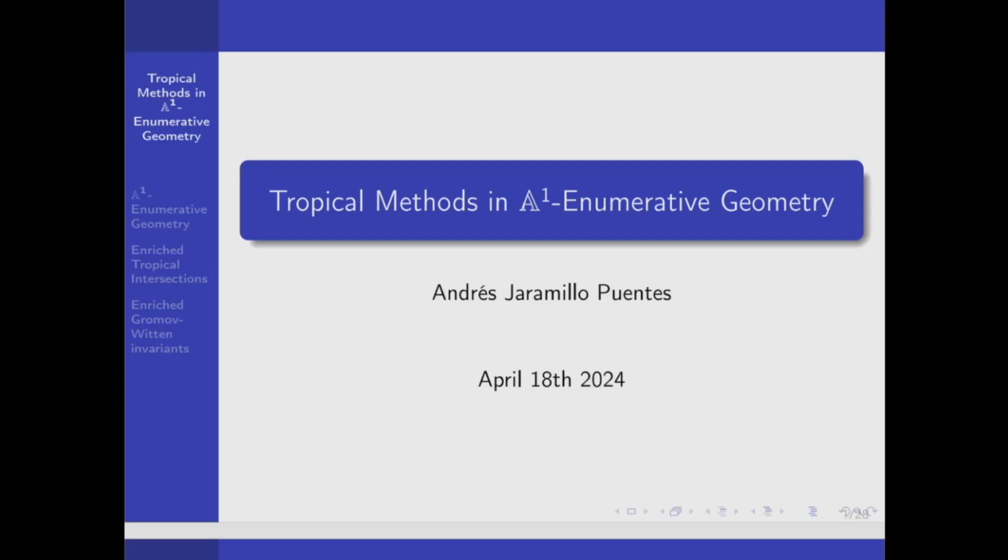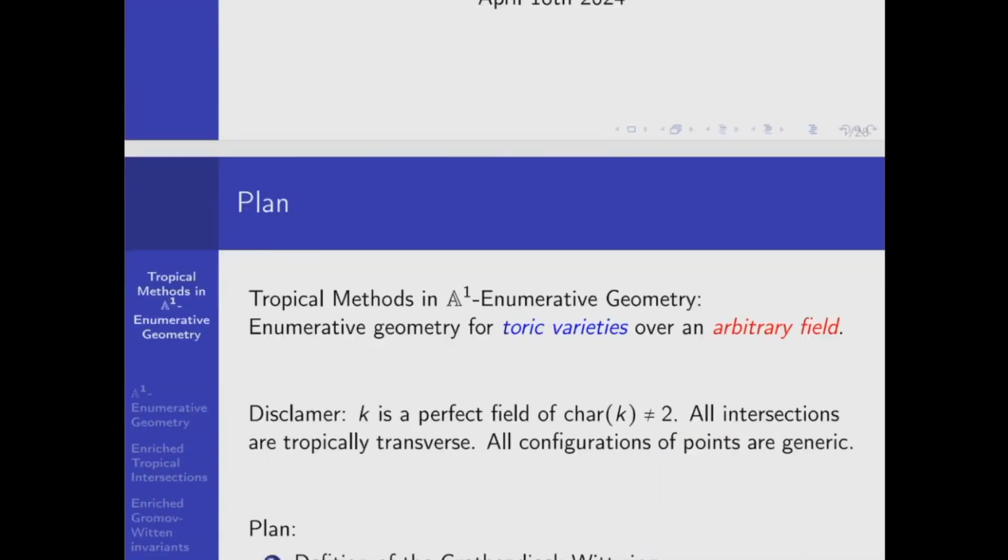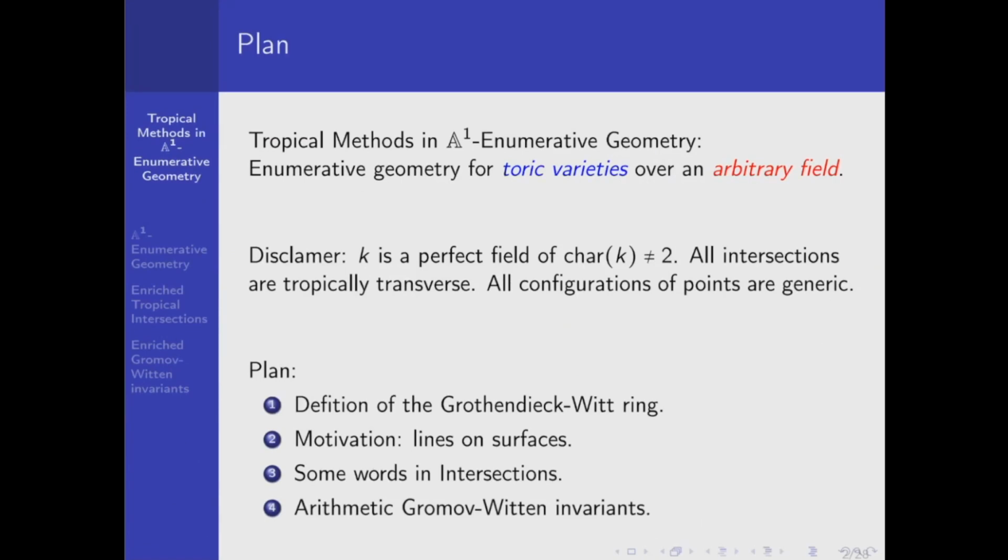And then these tropical methods are combinatorial methods from tropical geometry that apply for toric surfaces. So I won't go into the details of tropical things, but we can just say this is enumerative geometry for toric varieties over an arbitrary field.